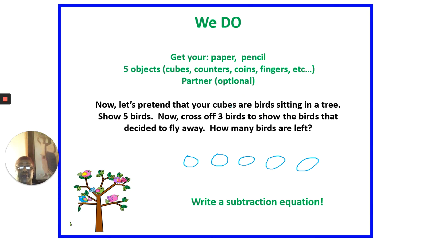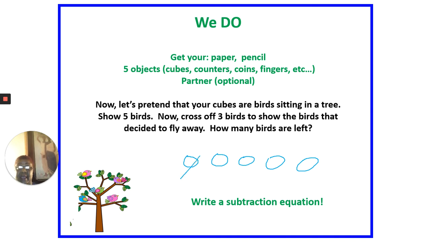Now cross off 3 birds to show the birds that decided to fly away. I had 5 birds, but 3 birds flew away. How can we show 3 birds flying away? Oh, wow. Good answer. I can put an X on 3 of them. It doesn't matter what 3 I put an X on.